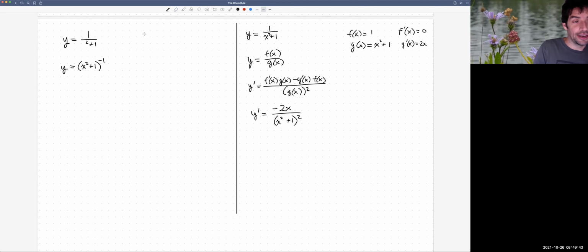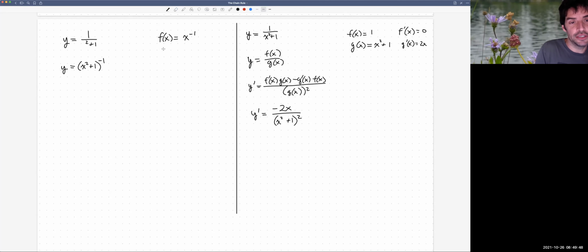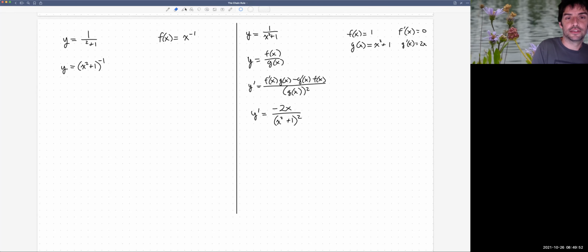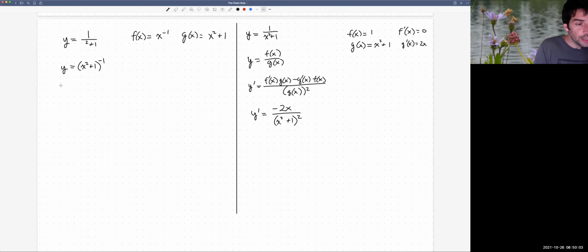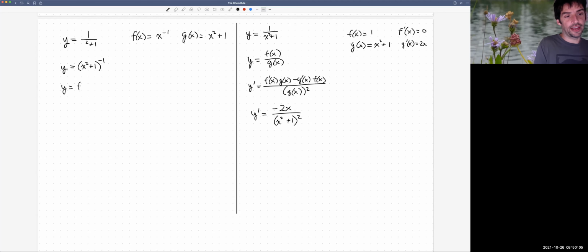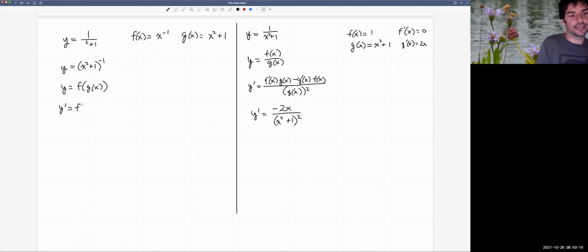Okay, anyhow, we can write that f of x is equal to x to the -1, g of x, let me leave myself some space to take derivatives. G of x is equal to x squared plus 1. So then y can now be written as f of g of x. And again, without having to think, I can say, all right, well, here's the derivative of y.